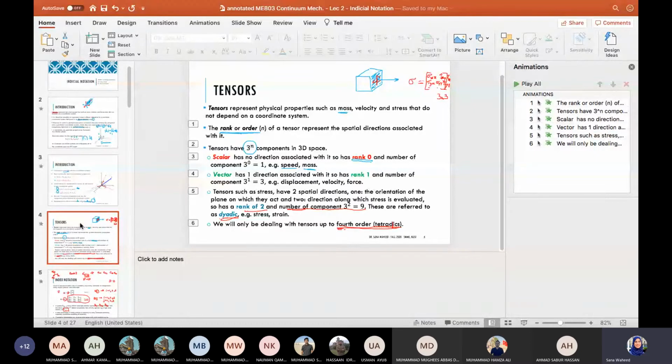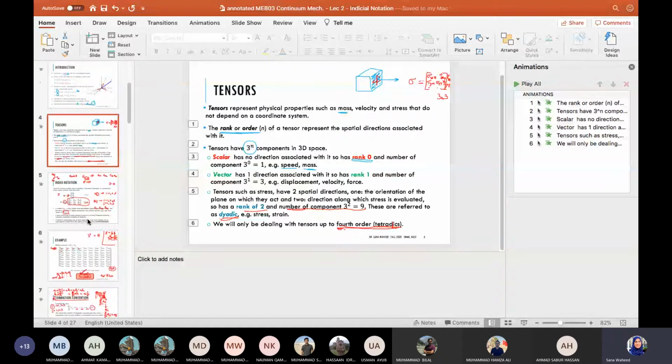So we saw how scalars, vectors, and then second order tensors such as stress and strain are all just tensors with different rank. Then we discussed what exactly this rank is. It's the spatial dependence that a physical property has. Okay, so that was just a little recap of all of this.